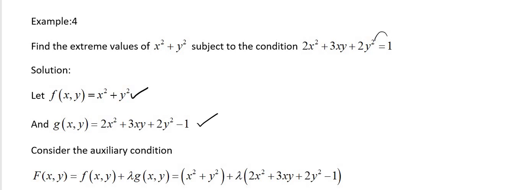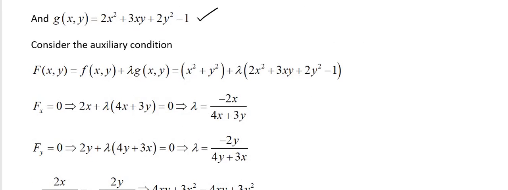Now consider the auxiliary function F(x, y) = f(x, y) + λ g(x, y). Substitute the f value and g value. Then we get capital F = x² + y² + λ(2x² + 3xy + 2y² − 1). Observe, capital F is also a function of x and y. Here λ is a Lagrange's multiplier.